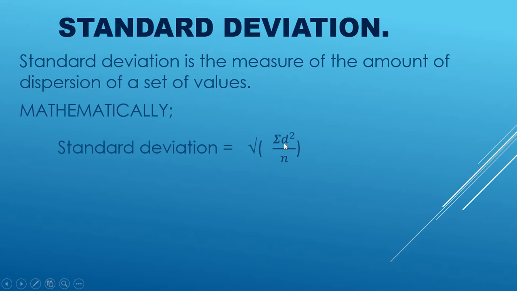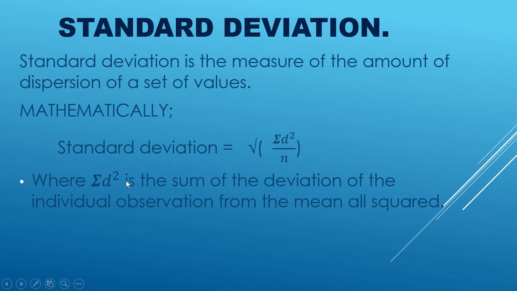Mathematically, standard deviation equals the square root of the summation of the square of the deviation of the individual observations divided by n, where the symbol that we have here is the sum of the deviation of the individual observation from the mean, all squared. What this means is that we are dealing with the deviation for each of the observations. Now I'll be explaining that very soon, so you will soon understand what I'm talking about.